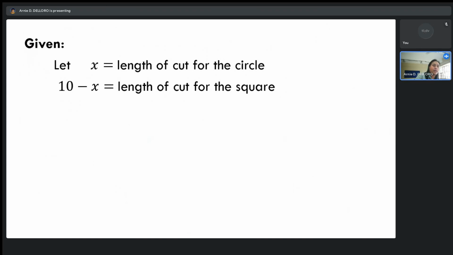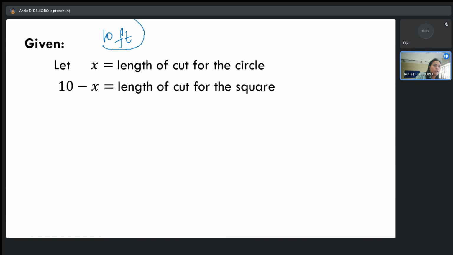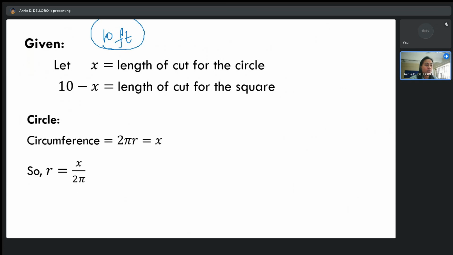Alalahanin nyo, yung length ng entire wire is 10 feet long. Okay? So, 10 feet. Kaya yung value ng square natin is 10 minus x. Now, for the circle, alalahanin nyo, yung formula ng circumference ng circle is equal to 2 pi r. Since we let x be the cut of the circle, so magiging ang circumference niya is equal to x. Okay? So, ibig sabihin, x equal to 2 pi r will give us the value of the radius equal to x over 2 pi.